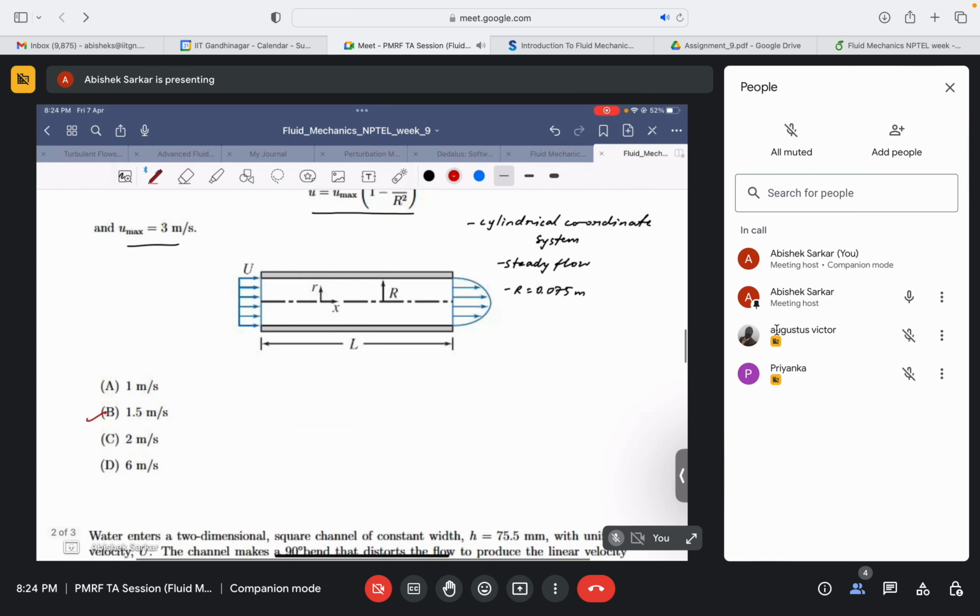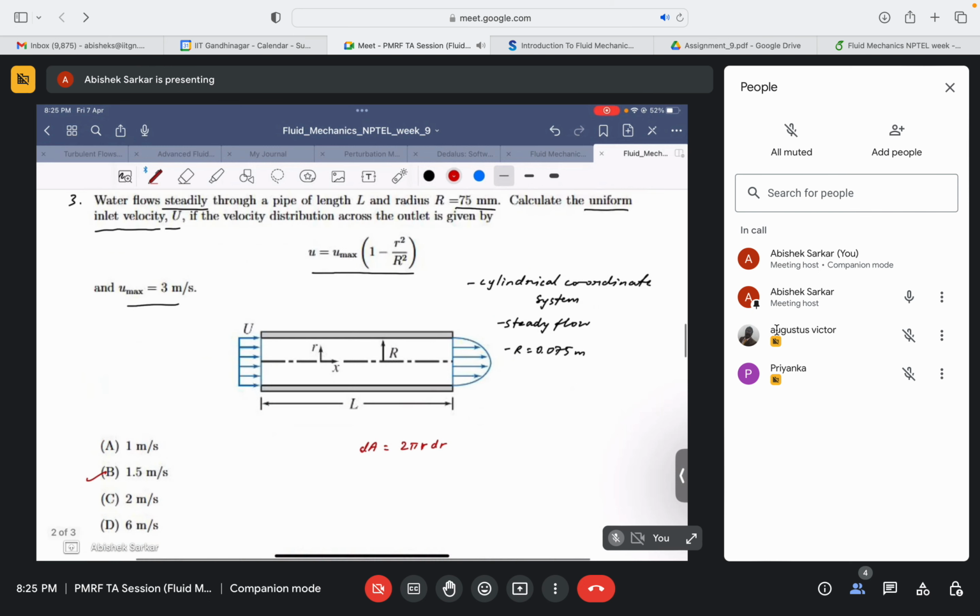Priyanka, could you please tell me what you have chosen as the elemental area, dA, in this case? 2 pi r dr. Okay. Since it's a cylindrical coordinate system, you have correctly chosen the elemental area. So this is the gist of the problem: to rightly choose the elemental area.